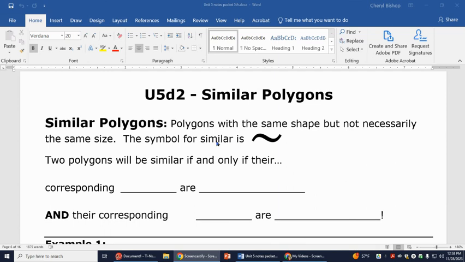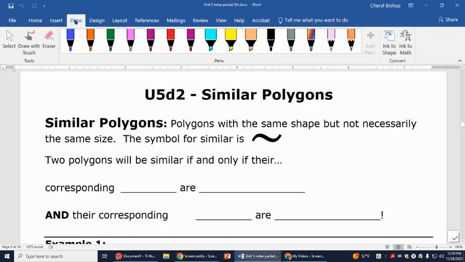Okay? The symbol for similar is this little squiggle, like the congruent, but without the equals. Because these have the same shape, but they're not necessarily the same size. So their sides are not necessarily going to be equal, but they will have the same shape. Okay, so here's what we need to know about two polygons that are similar.